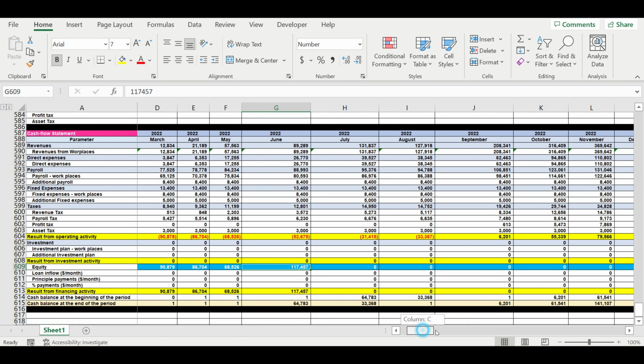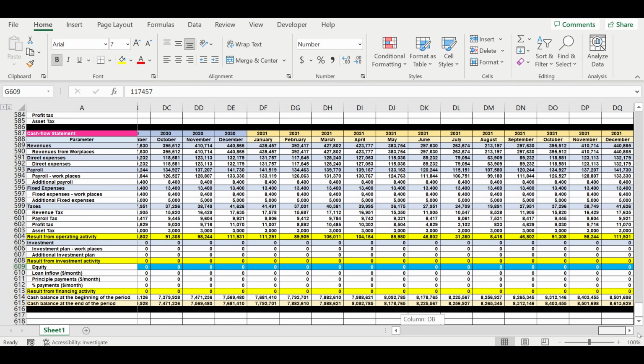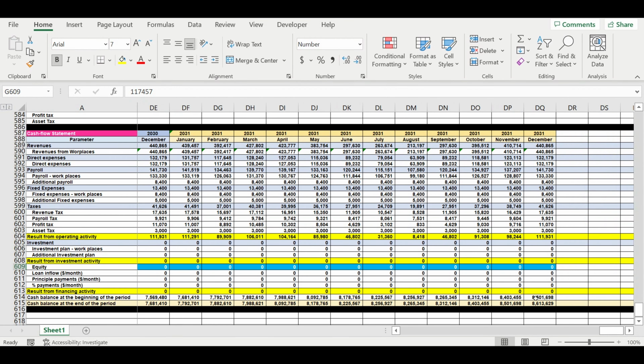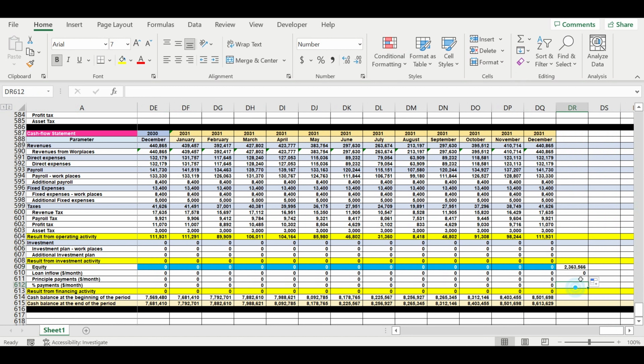Then we can go to the end of the cash flow statement, and we will create the total for this line. So now we know that to start our business we need this amount of money from our pocket.